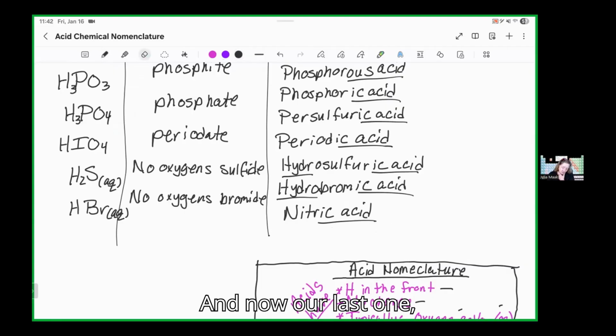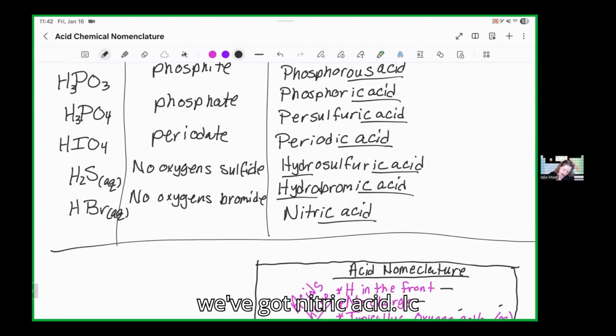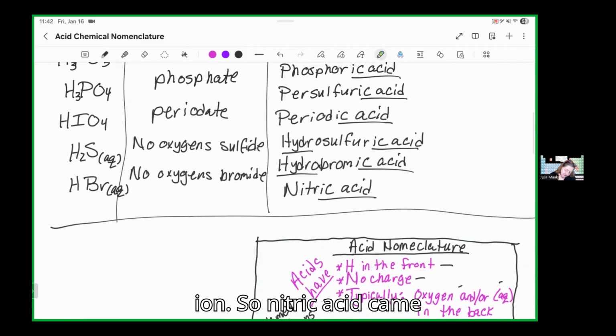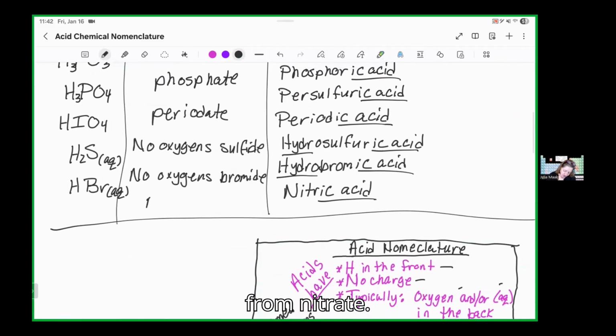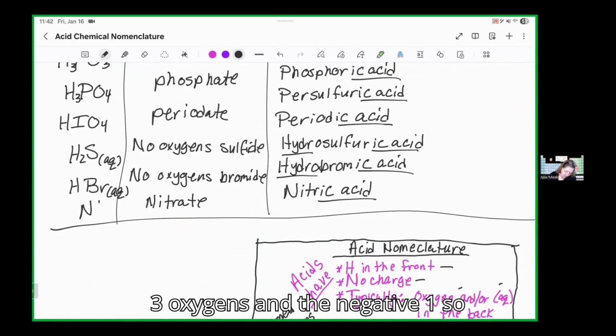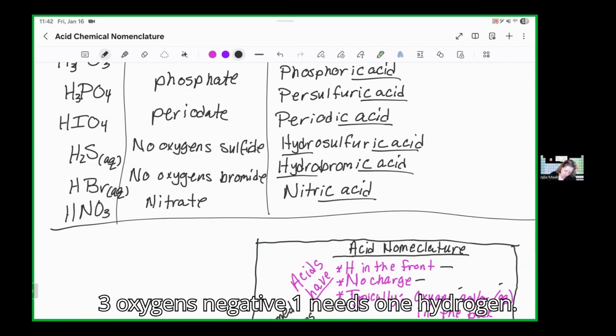And now our last one, we've got nitric acid. -ic acid comes from the -ate ion. So nitric acid came from nitrate. We know from Nick the Camel saying, it's got 3 oxygens and a -1. So 3 oxygens, -1 needs 1 hydrogen.